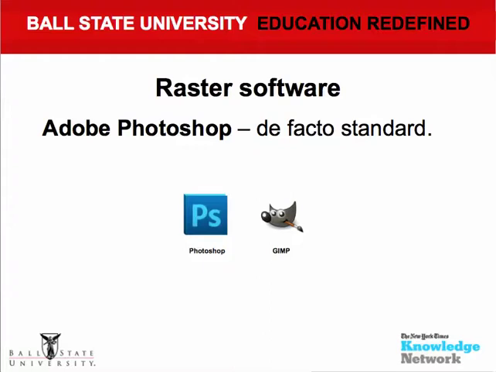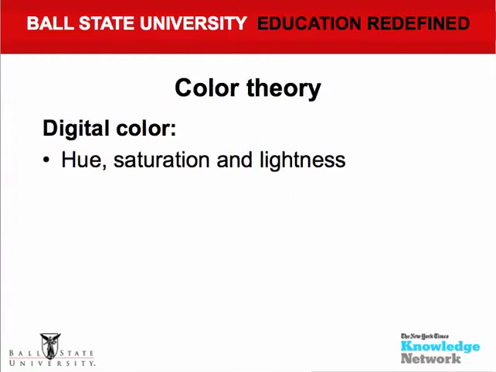The standard is Adobe Photoshop. There's also an open source program similar to Inkscape that allows you to create and manipulate raster graphics called GIMP. Now that we've made a distinction between two different kinds of software that remember graphics in two different ways, raster and vector, let's move on and talk about color theory.